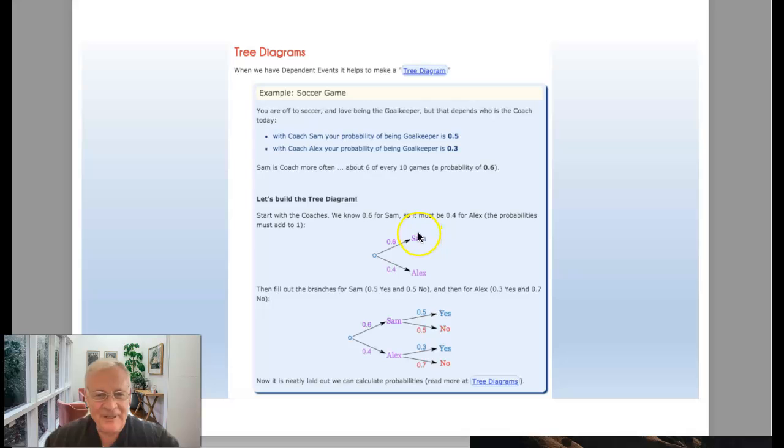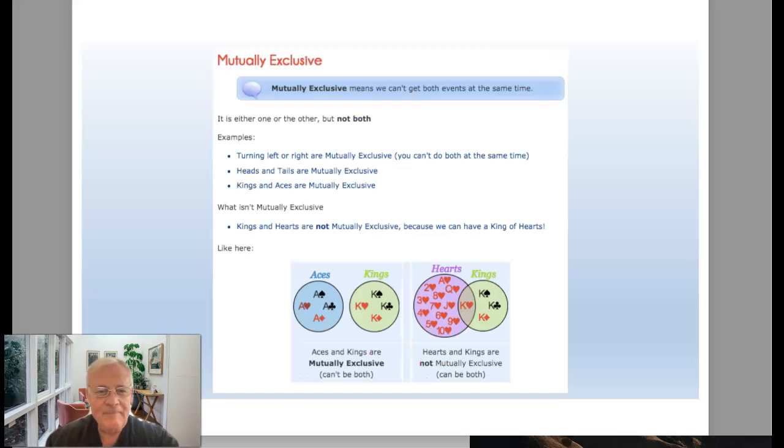All right, so you first start here. You build the tree diagram. Sam is the coach 60% of the time, and Alex is the coach 40% of the time. If Sam is the coach, you have a 50-50 chance of being the goalie. But if Alex is the coach, you only have a 30% chance of being the goalie. So you have a 70% chance of not being the goalie. Okay, that's known as a tree diagram. We'll work with them next week.